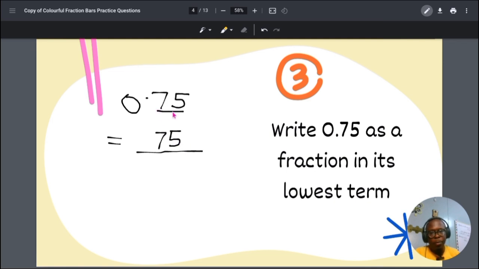And how many decimal places do we have here? 2: first one, second one. Decimal places are the number of digits immediately after the point. So here we have 2 decimal places. Now because we have 2 decimal places, our denominator is going to be 100.